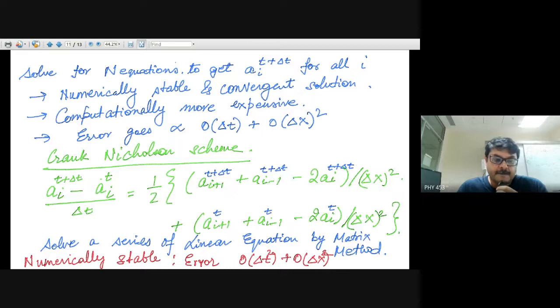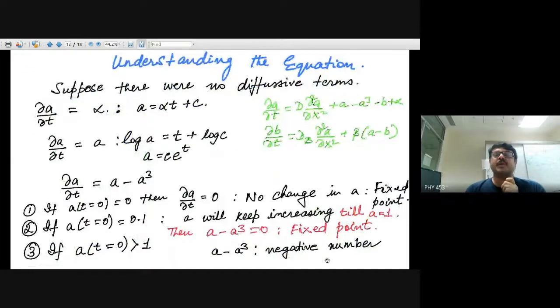Now, this method is numerically stable. Again, one can do a stability analysis, and the error goes as order of delta t whole square and delta x whole square. But we stick to the explicit method because it is simple to implement and get quick answers. But when you are serious about it, you have to know which partial differential scheme to use. Okay, so that's how you solve the equations.